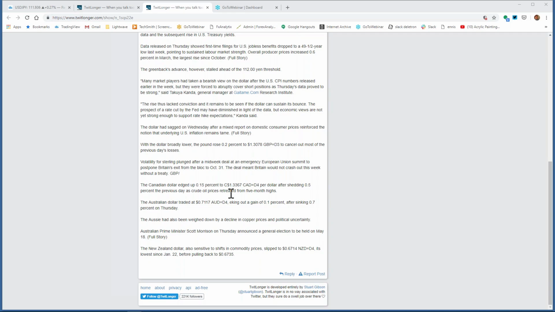The Canadian dollar edged up to 0.7467, and the Aussie dollar traded at 0.7117. The Aussie is also weighed down by a decline in copper prices.